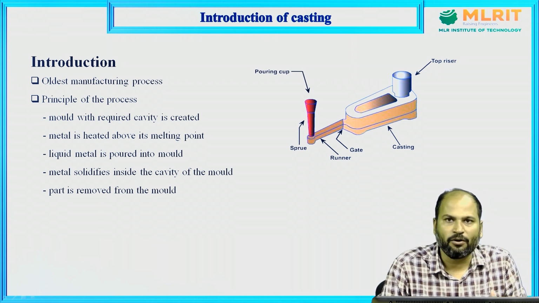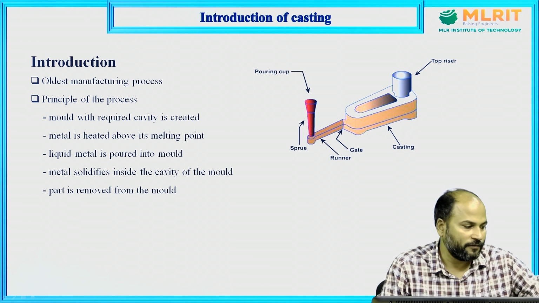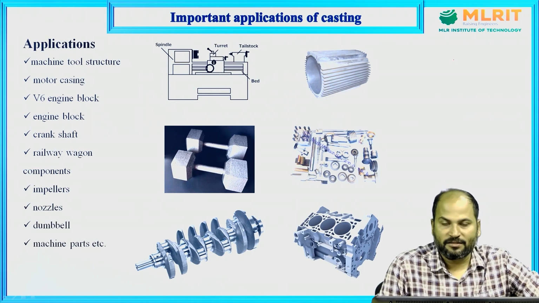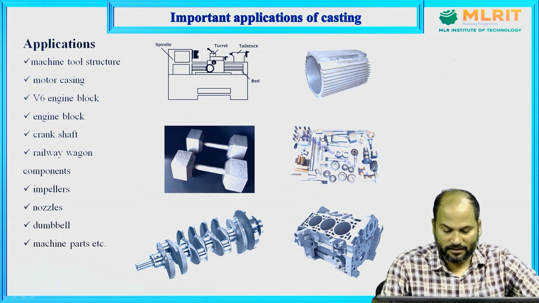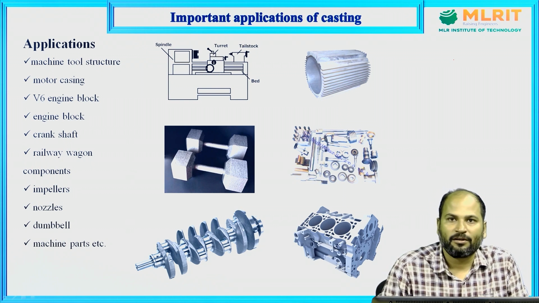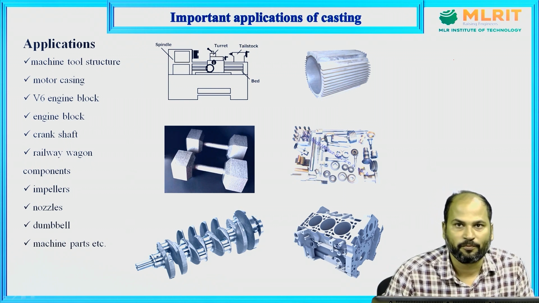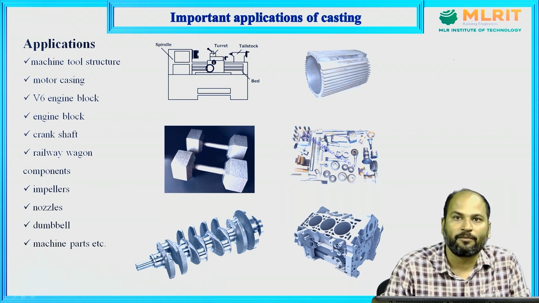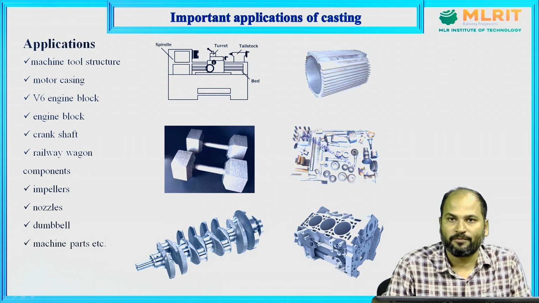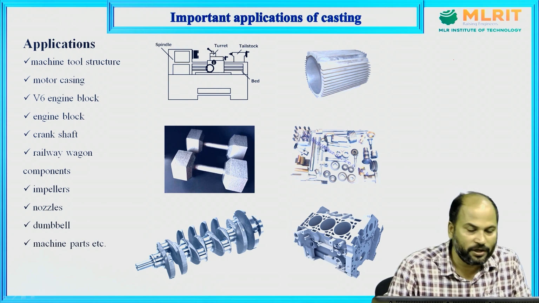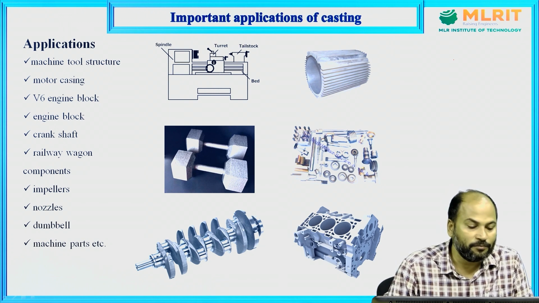One by one we will see all these things in detail when we come to the lectures based on casting. Next we will see the major applications of the casting process. Some of the important applications are given here in the diagram as well as in text form, but these are not the only applications where casting is used. Probably 50 to 60% of the parts we produce today are produced by the casting process. So it has an enormous amount of application in almost every field of manufacturing, but some of the important ones I have quoted in this slide. We will start with the machine tool structure.